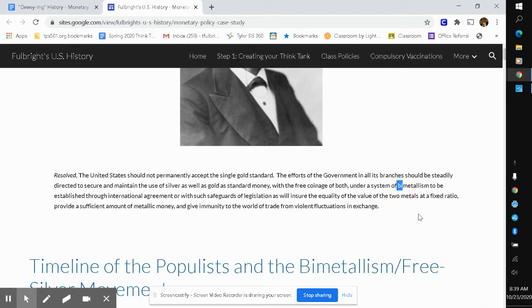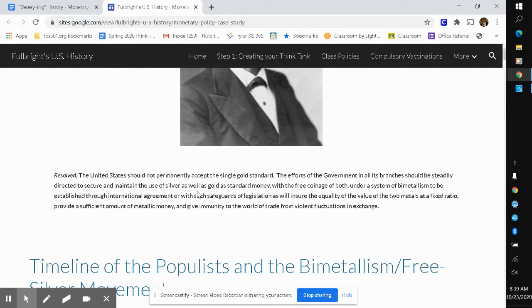So let's just evaluate the word bimetallism. Bi meaning two, just like bicycle, two wheels. Metallism, we're talking about metal, two metals. Let me try and explain this to you.